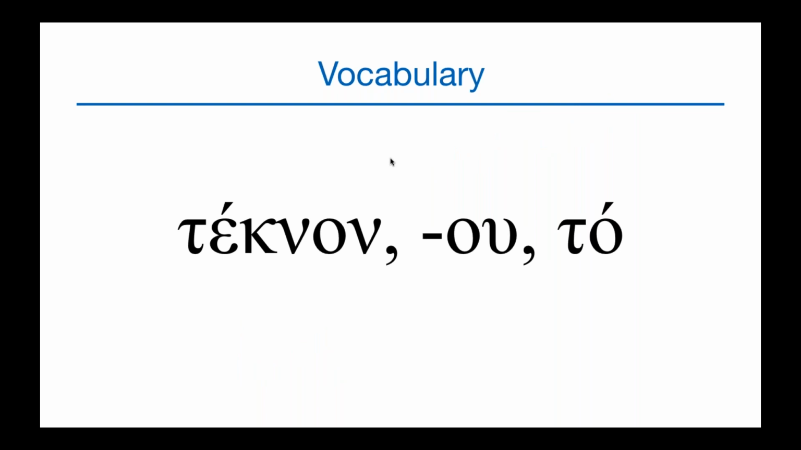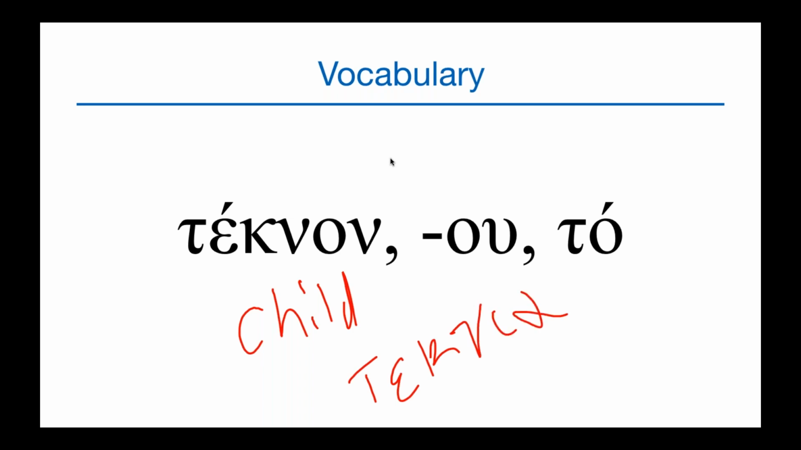Teknon. Teknon is the word for child. This is usually more of a generic term. There are different words for child, and this is the most generic one, I guess would be the best way to say that. A good example is teknia. Anybody know the difference between teknon and teknia?